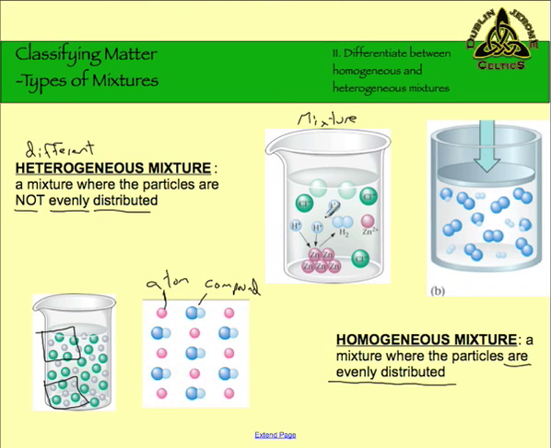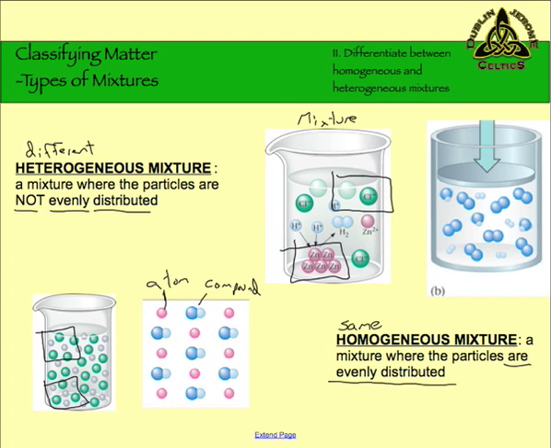Going back to this first beaker, this is heterogeneous. This bottom part of the beaker looks very different from the top part of the beaker. They're not evenly distributed. So we can differentiate between a homogeneous mixture or a heterogeneous mixture. Again, going with prefixes, homo means same. So the distribution of the particles is the same throughout. Hetero means different. The distribution of particles is different throughout.